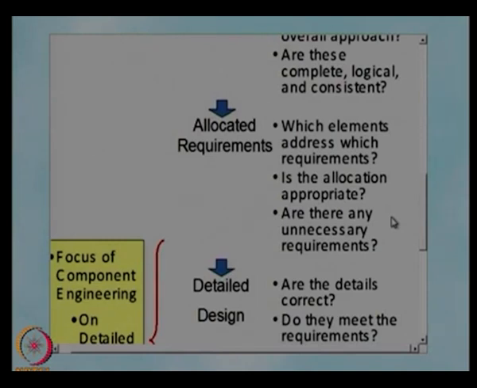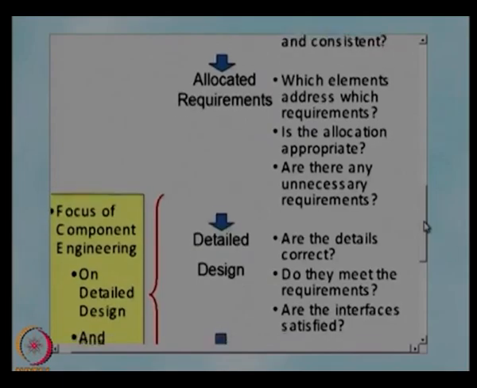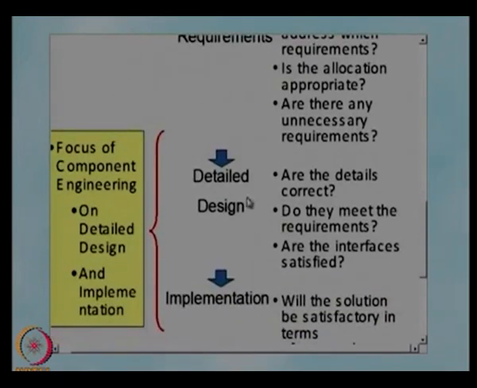All this will be analyzed in this stage, and once we are comfortable with these requirements and their allocation, we go for the detailed design, which again is not part of systems engineering but more of a component engineering focus. Whether the details are correct, whether they meet the requirements, and whether the interfaces are satisfied are all checked by the design engineers or component engineers. Once the components are ready for integration, the system engineer takes over again, starts assembly and does the implementation.